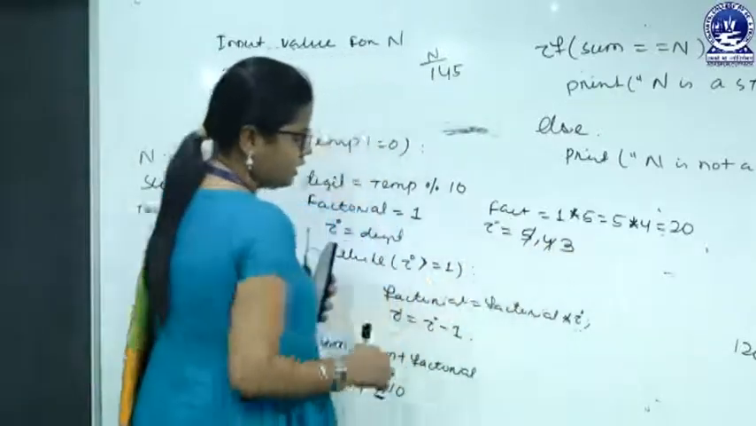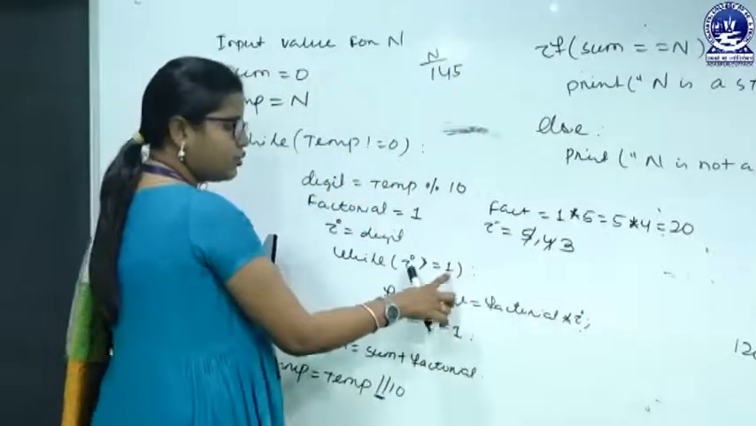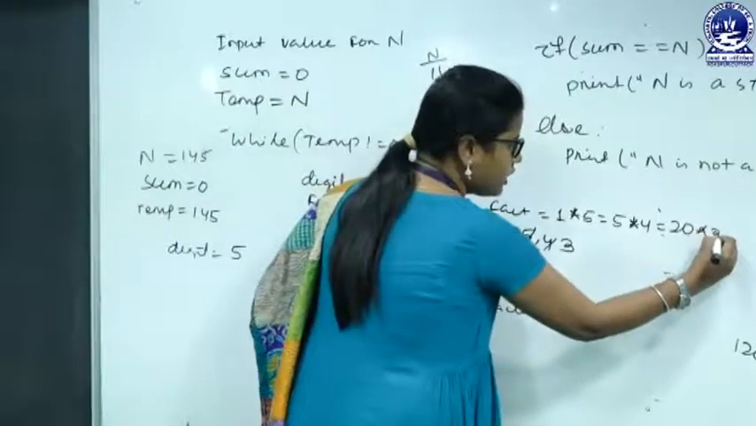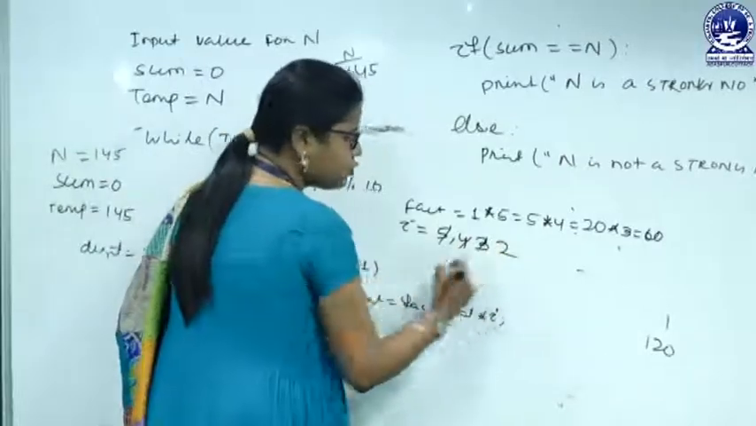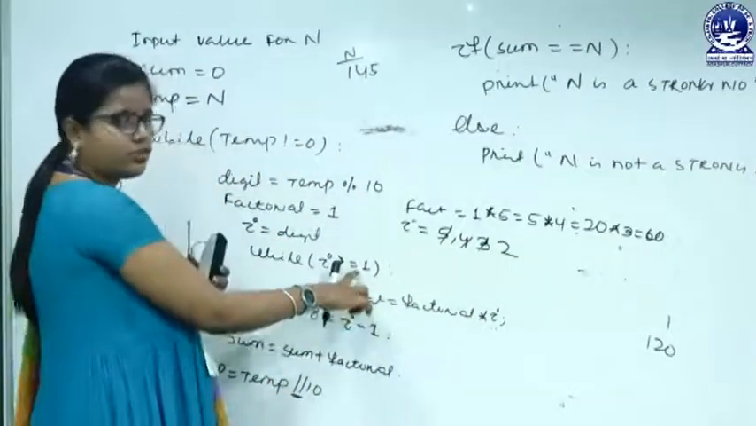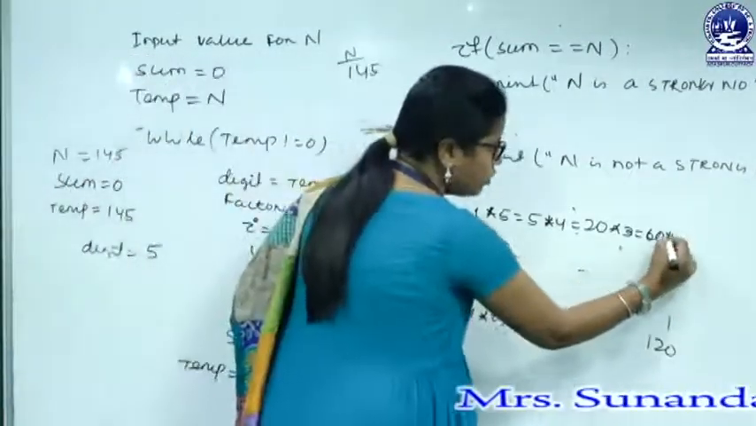I will be 3. Then 3 greater than or equal to 1, true. Then 20 into 3. So what will be the result? That is 60. Then I will be 2. 2 greater than or equal to 1, true. So 60 into 2.